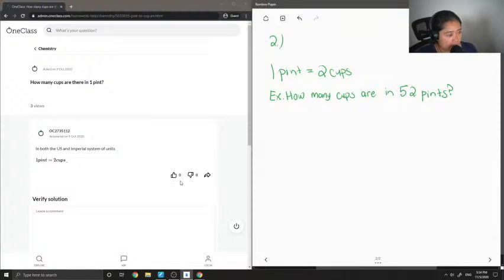Okay, so to answer this question, whatever value we're looking for will be on the top. So x cups over 52 pints. And then I'm going to put on the right side of the equal sign my conversion factor in the same order, cups on the top, and then pints at the bottom. Now all you have to do is solve for x.